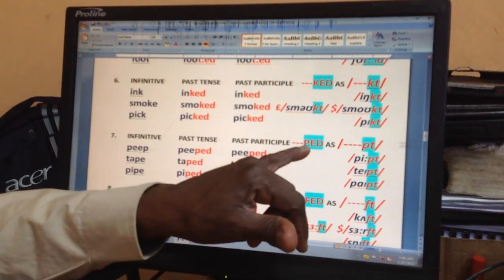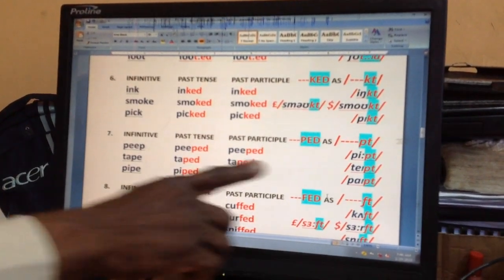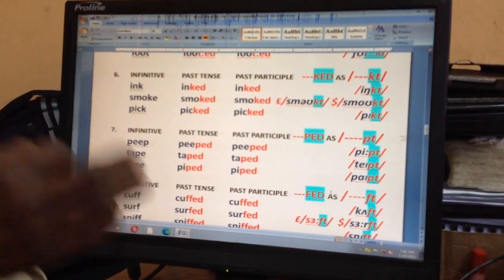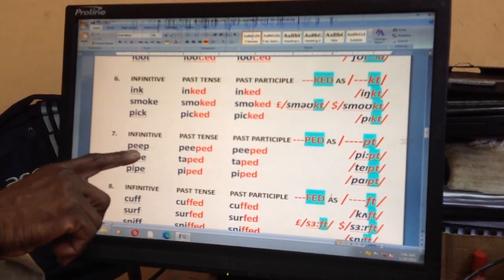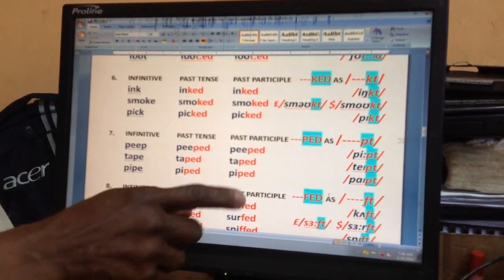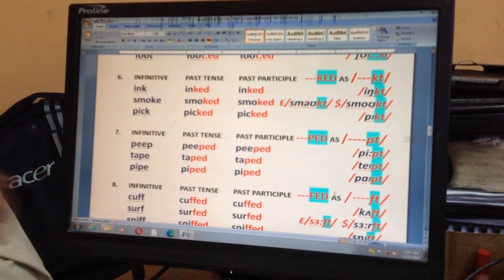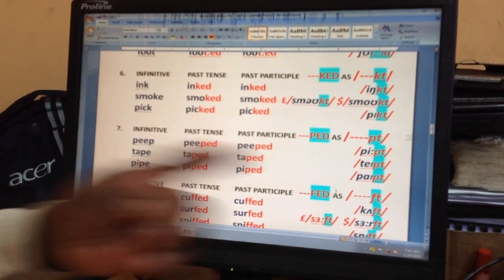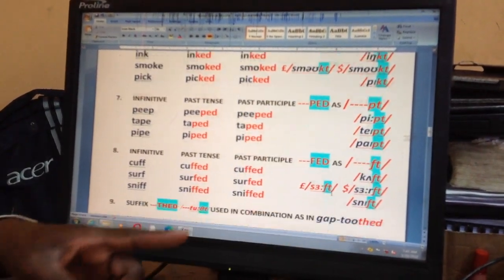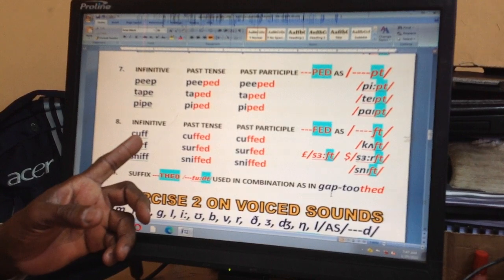We now come to PED. PED will give us pt, just like that. Peep, peeped. Tape, taped. Pipe, piped. Like that. All of them. And then we come to this one.